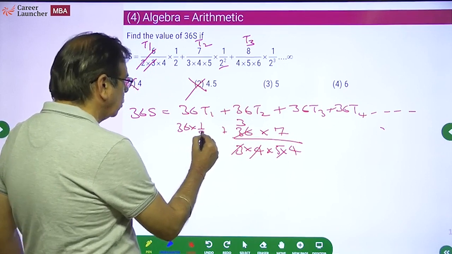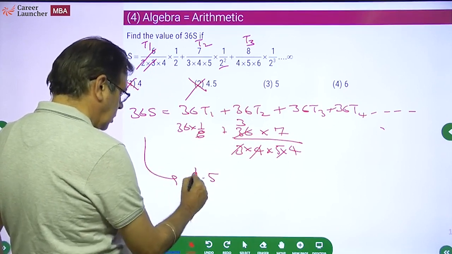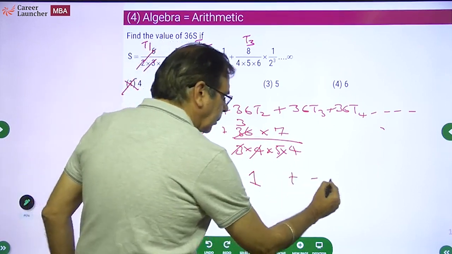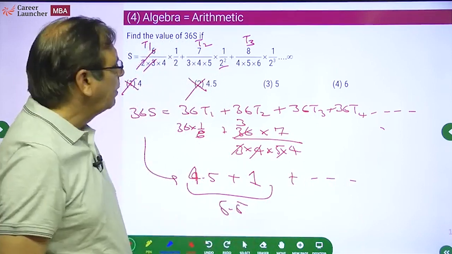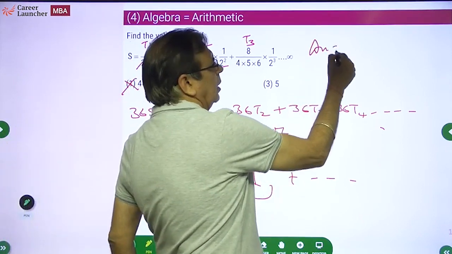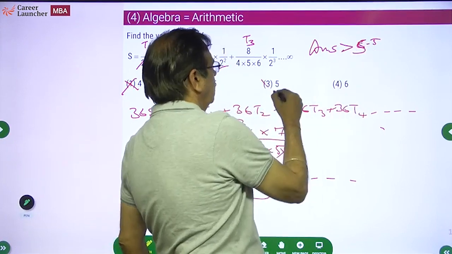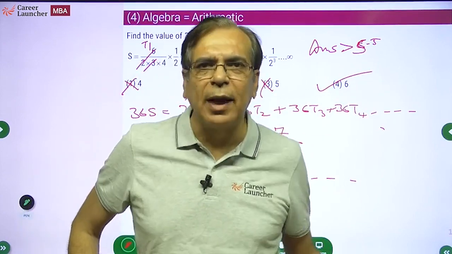So, term 1 into 36 is 4.5. Second term is slightly more than 1. Then you have other terms to look at. What is the sum of these two? 5.5. The same logic. My answer should be greater than 5.5. So choose the fourth answer. Infinite series: add the first 3-4 terms, and move ahead.